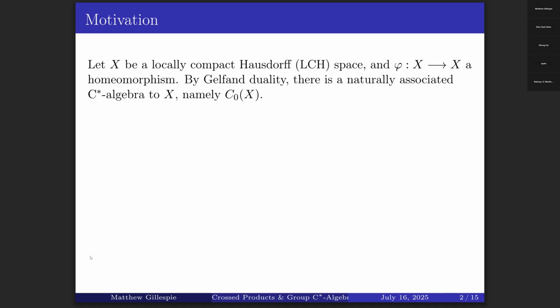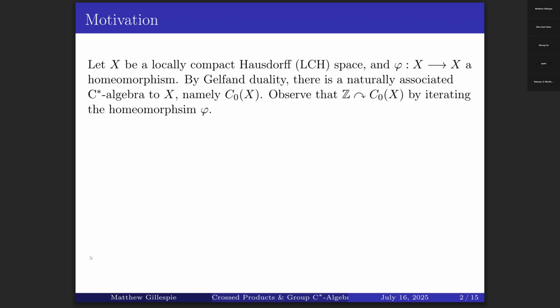By Gelfand duality, which is something you've likely seen in the lecture so far, there's a naturally associated C-star algebra to X, which is the C0 functions on X itself. It turns out that the integers will act on C0 of X in a very natural way, and that's by simply iterating the homeomorphism phi.